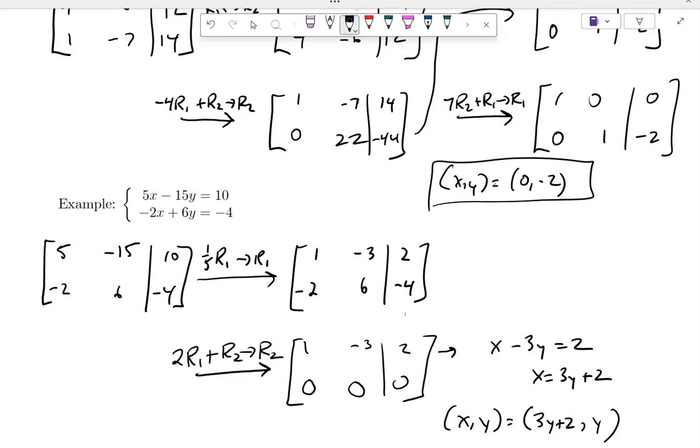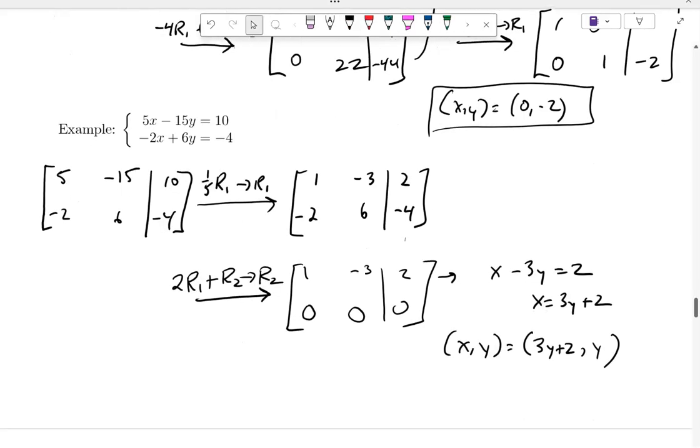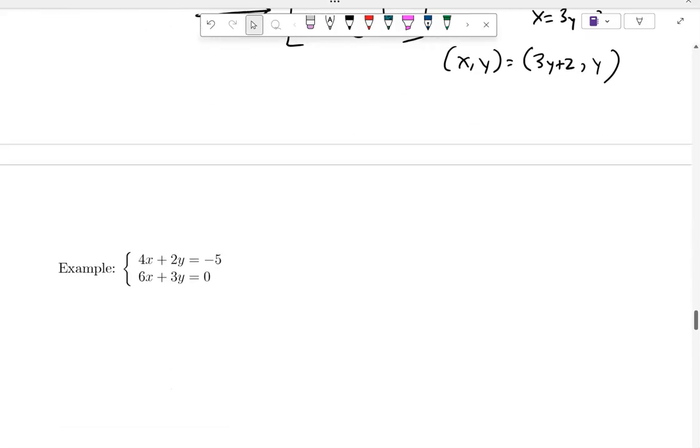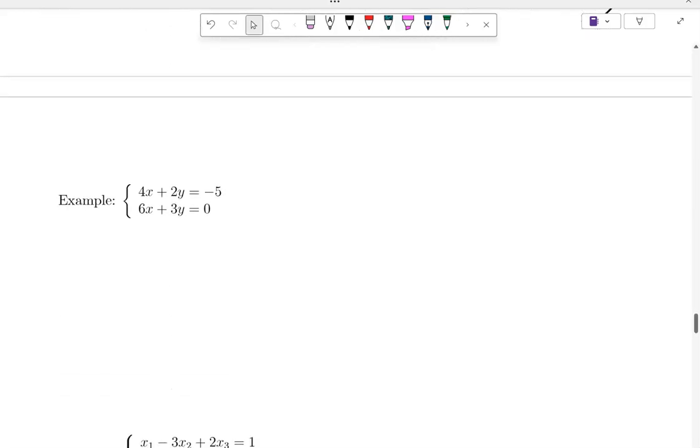When we have infinitely many solutions again, remember that tells us one of the variables can be anything, right? We solved for x in terms of y, so we'll let y be anything, and then the x has to be the 3y plus 2 at that point. This okay? Let's do the next one, and then we'll do more of these on Monday. We got 4 minutes. We can do the next one.